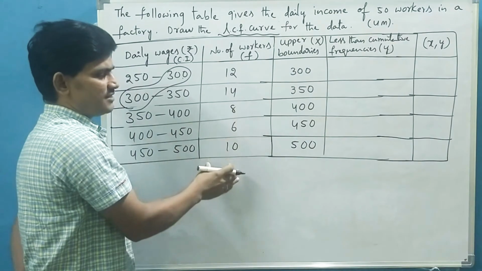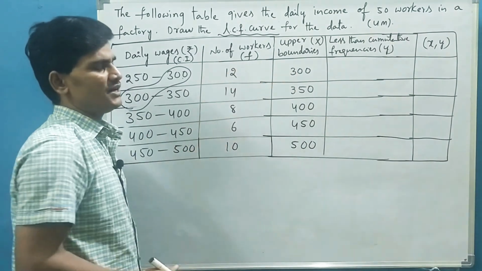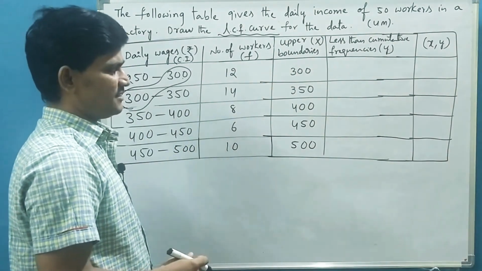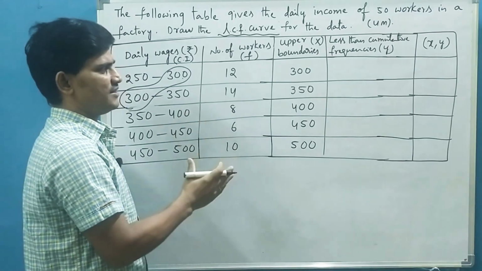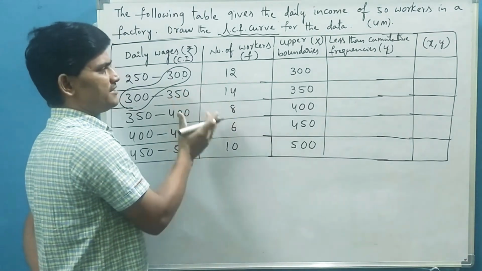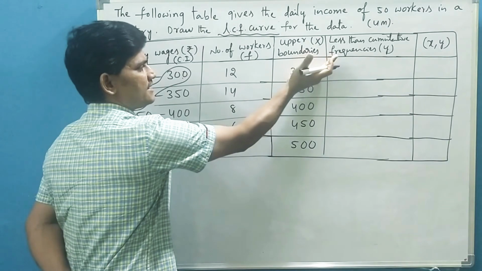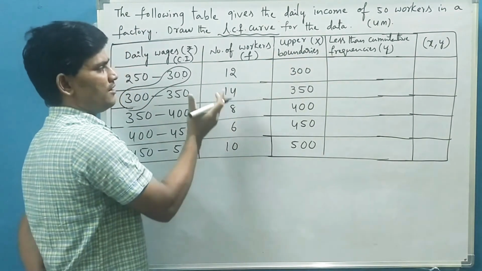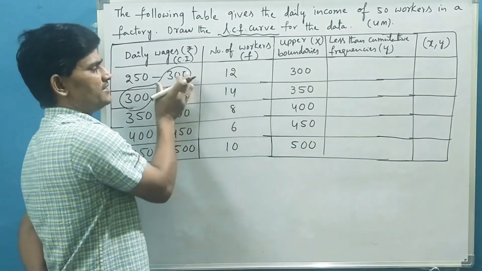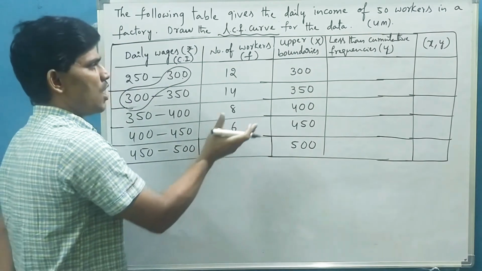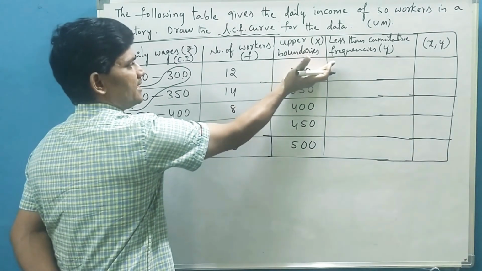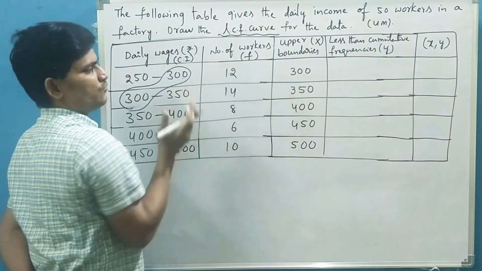Next, less than cumulative frequencies. From these frequencies, you have to write less than cumulative frequencies. What are less than cumulative frequencies? The sum of the frequencies less than this upper boundary value is called the less than cumulative frequency of that class. See, how many frequencies are falling less than 300? Only 12.